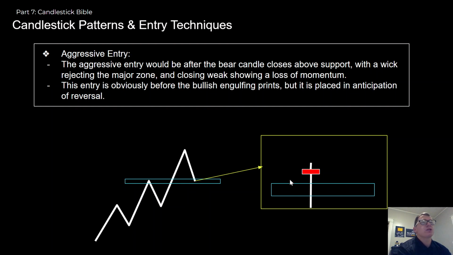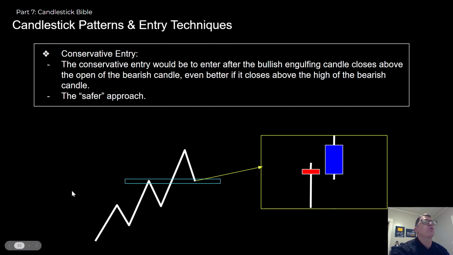Now, this entry is obviously before the bullish engulfing prints, but it is placed in anticipation of the reversal. If you don't like taking a bunch of losses, or if that kind of messes with your head, man, I lost again, I don't recommend doing aggressive entries. Just wait for a more conservative entry. Now, the benefits and the cons, we'll go over that later, but just know that there's an aggressive entry, which would be right now, as soon as this bearish candle closes, showing rejection of this level of support. Or you can wait for the more conservative entry.